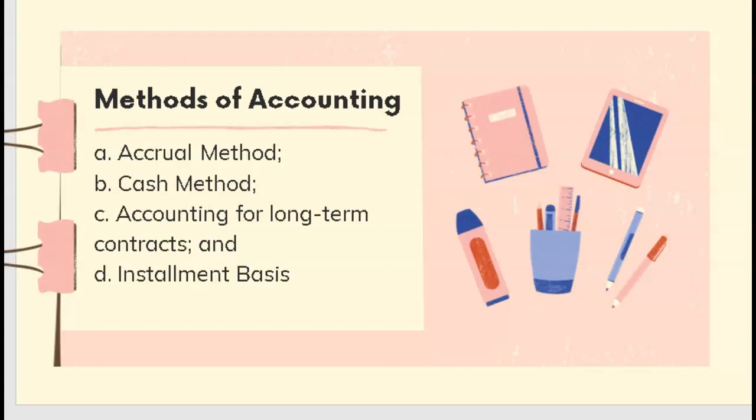So here are the principal accounting methods for recognition of income. We have the accrual method, cash method, accounting for long-term contracts, and installment basis. First is the accrual method.